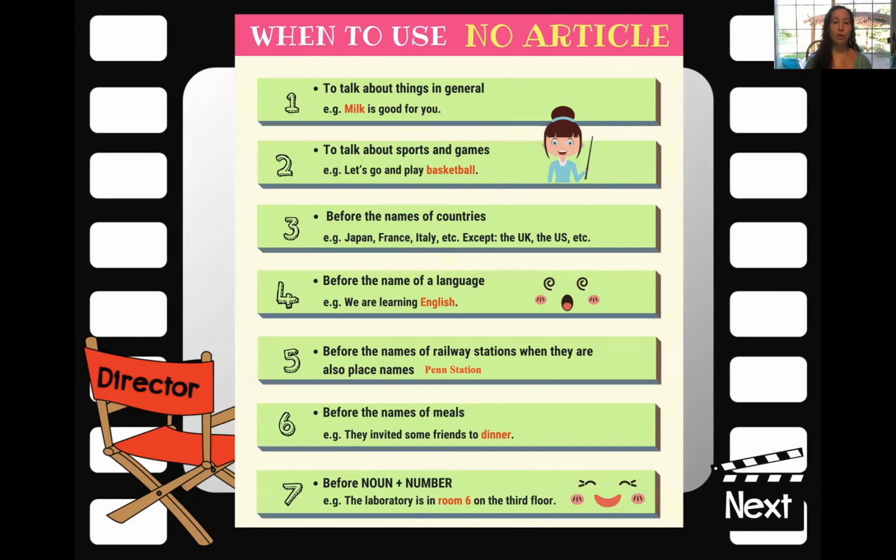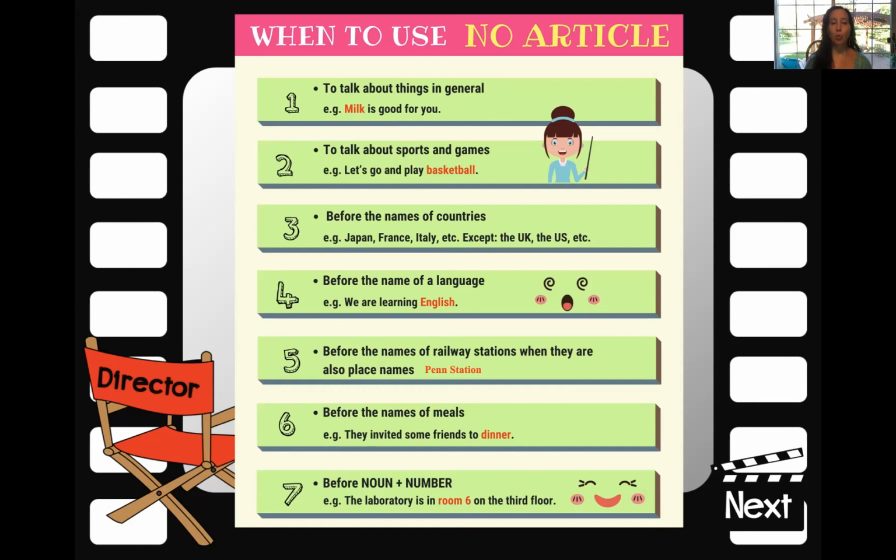We also don't use an article when we want to talk about sports and games. Let's go and play basketball, okay? But if you're watching a particular basketball team, you would say maybe the Knicks, okay? Or another sport, okay? Let's go and play basketball because it talks about sports and games in general, but this is just kind of a rule.